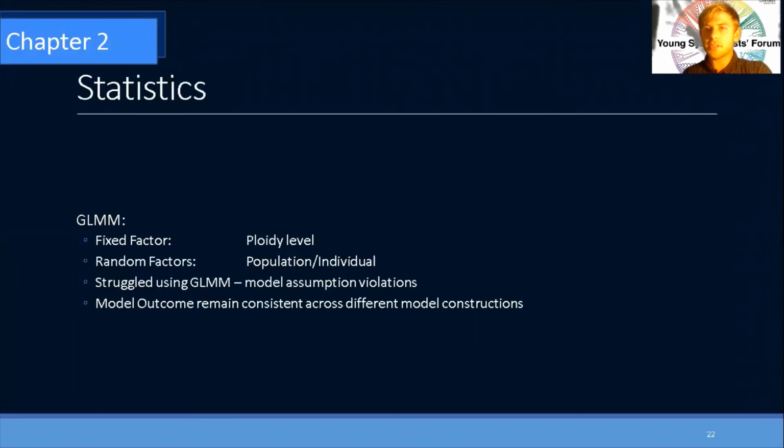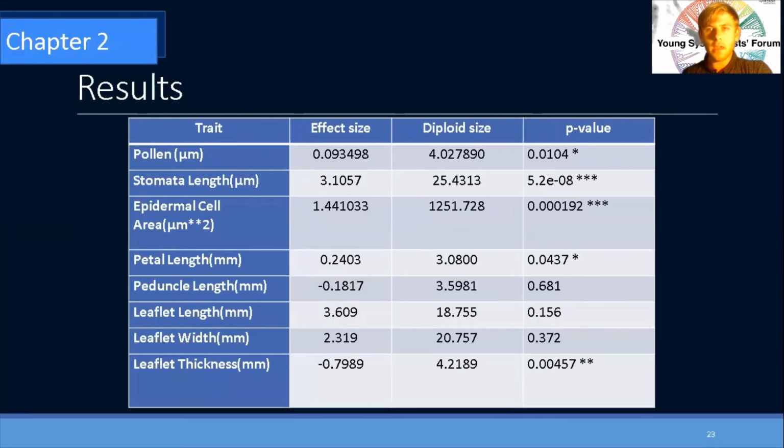Our response variables were modeled in a generalized linear mixed model context, though we struggled using GLMMs as a result of the model assumption violations. We tried multiple error distribution families and relevant link functions. Significance, however, remained the same and consistent across model constructions. Once again, we find large variation in significance and effect size across traits. Ploidy is still significant for many of the traits, suggesting that there is a very small Gigas effect.